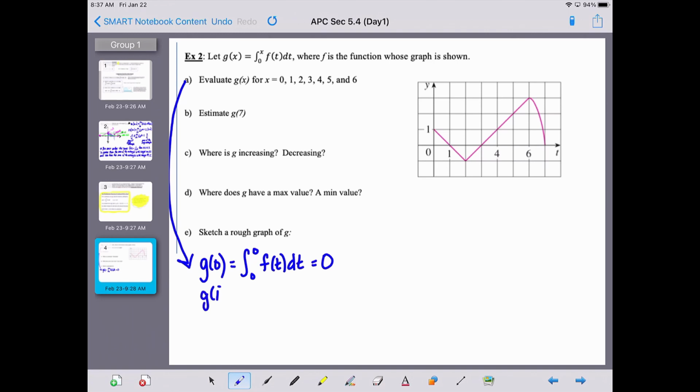Now for g of 1, we are looking at the integral from 0 to 1 of f of t dt. So now we have to look at our graph.